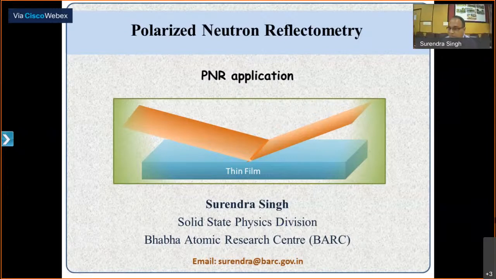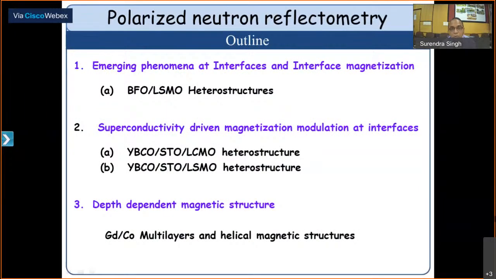Lecture on this polarized neutron reflectivity technique. And today I'm going to talk about the application of this PNR technique to study the interface magnetizations. And this is the outline. Briefly, I will be talking about the examples I will be taking in this course.